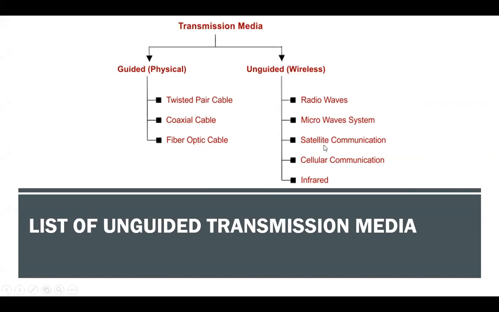Next one, satellite communication or cellular communication. It can be used for long distance communication. So these are the examples of guided versus unguided transmission media.